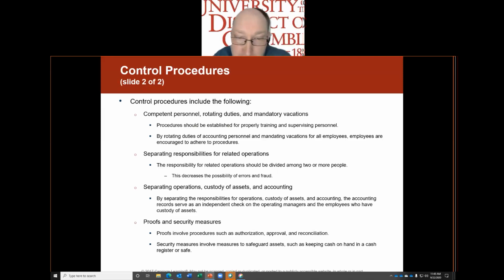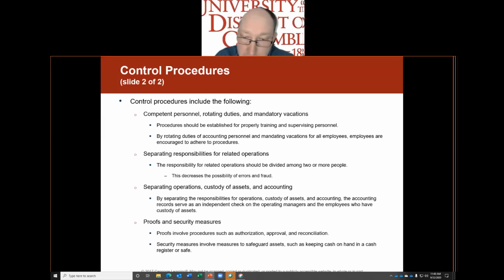Separating operations from custody of assets and accounting. So the process by which things are checked, the checks and balances, right? You've placed an order from Amazon. You received your package. Inside that package is a packing slip. You compare that packing slip to your bill, to what you actually received. If all three match, perfect, wonderful. If there's a discrepancy, then we have to go through that process of managing discrepancies. But that is a process of custody of assets, right?